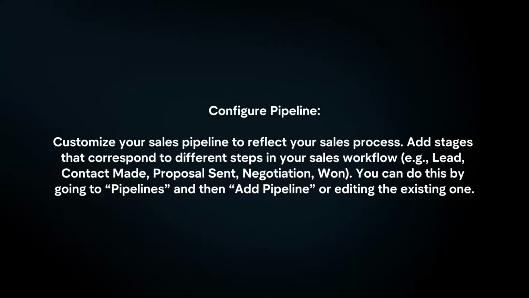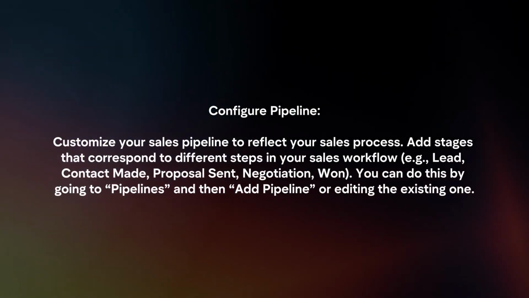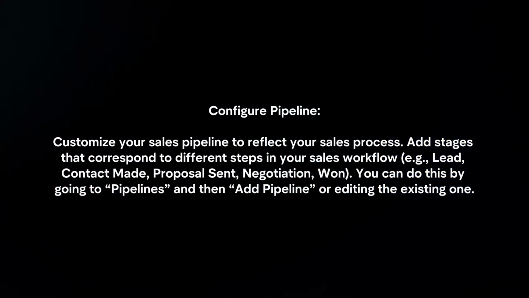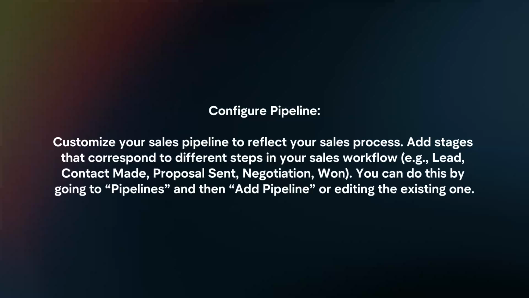Configure pipeline. Customize your sales pipeline to reflect your sales process. Add stages that correspond to different steps in your sales workflow. You can do this by going to Pipelines and then Add Pipeline or editing the existing one.